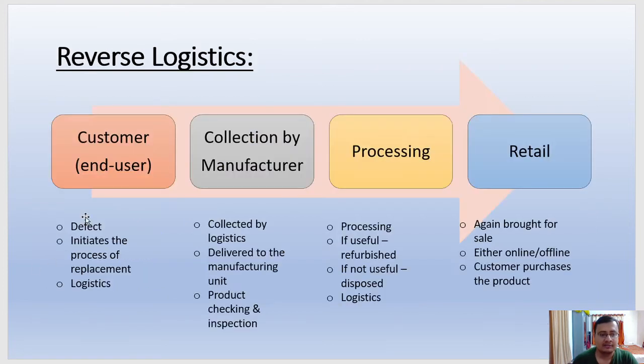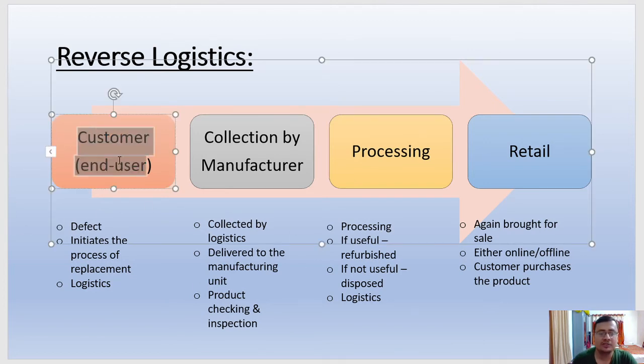In the next slide, we'll understand the process of reverse logistics. Now here there are four places, right? Like the inbound logistics and the outbound logistics. Here also there are four places in which the first place is occupied by the customer. That is, at the first place you have customer, and this place is the point of origin. This customer, this is the point of origin considering logistics.